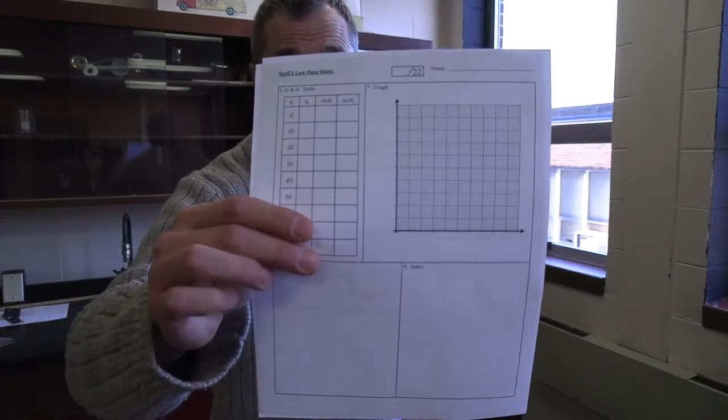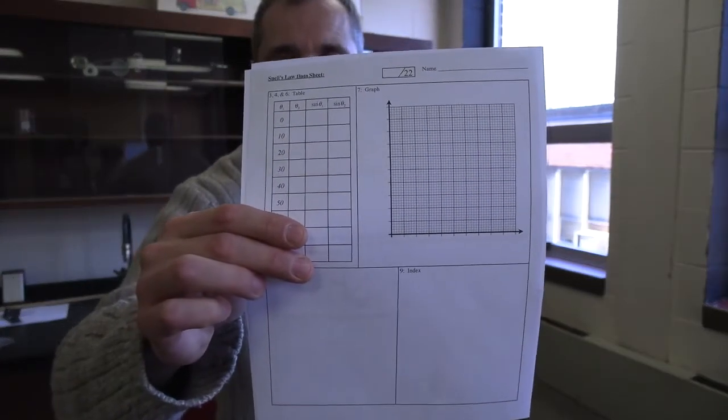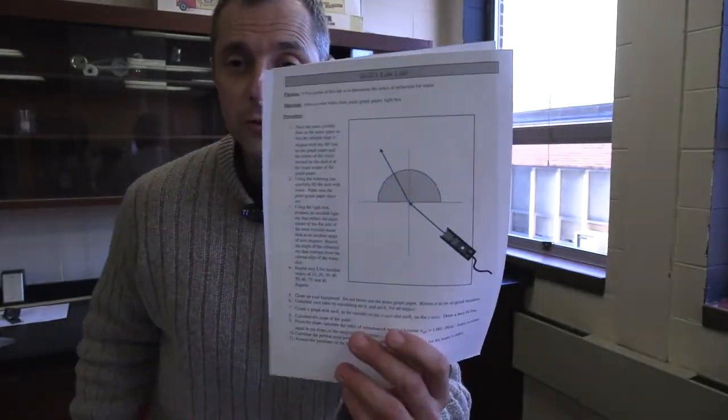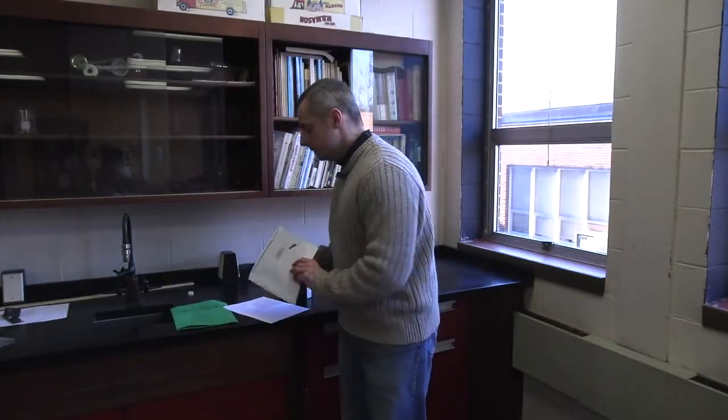Now at this point, you should have already printed out pages 3 and 4 of the document included in the Google Classroom stream. This is where you're going to record your data, analyze it, and also answer questions. Pages 1 and 2 are instructions, so you don't need to print those out unless you want to.